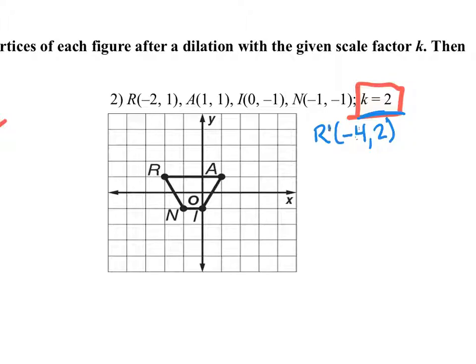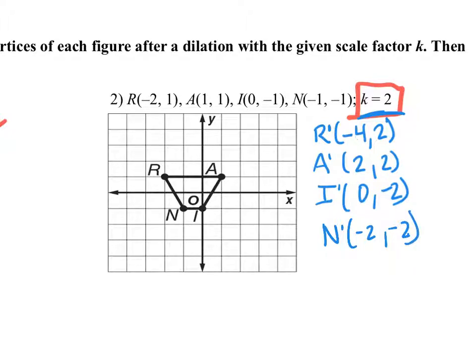So this is R prime because it's the new version. The next is A prime. 1 times 2 is 2. 1 times 2 is 2. And then I, 0 times 2 is 0. And then -1 times 2 is -2. And then N prime.